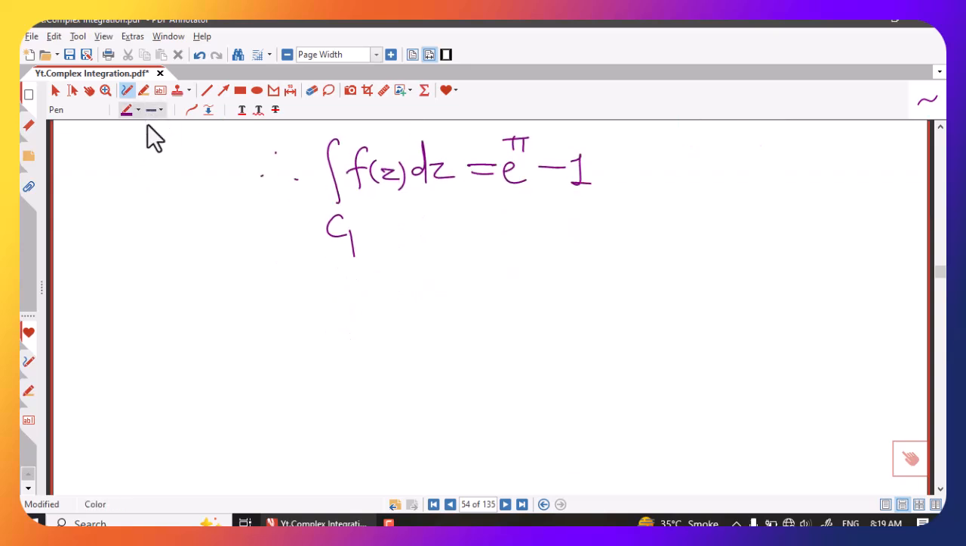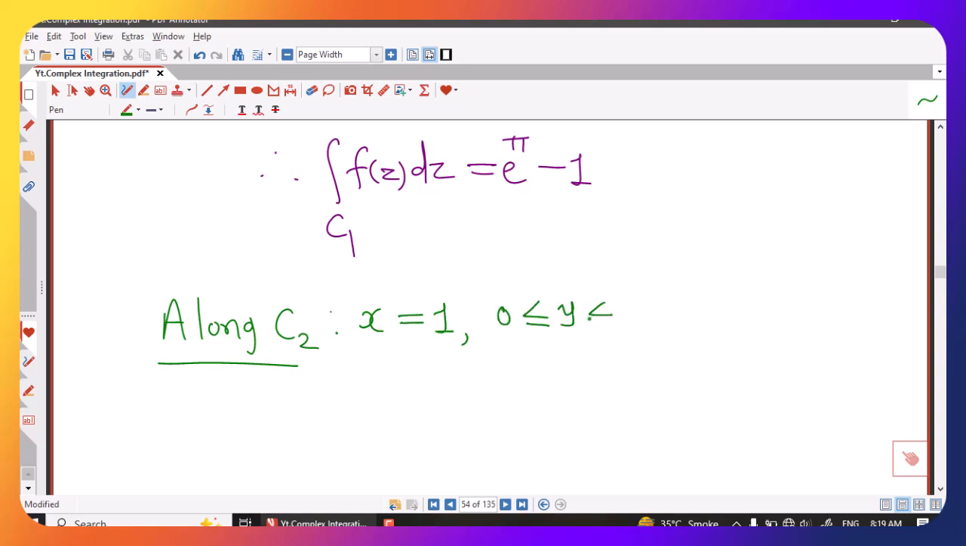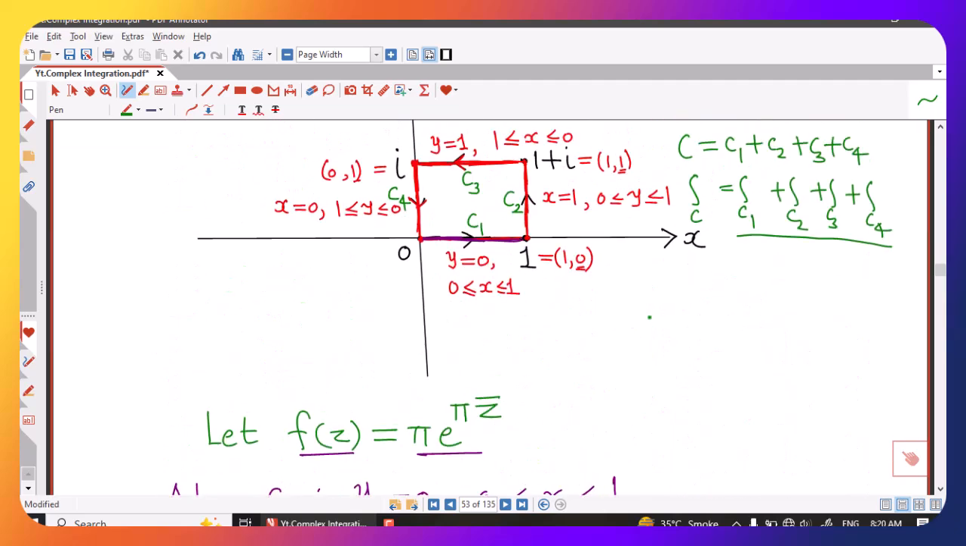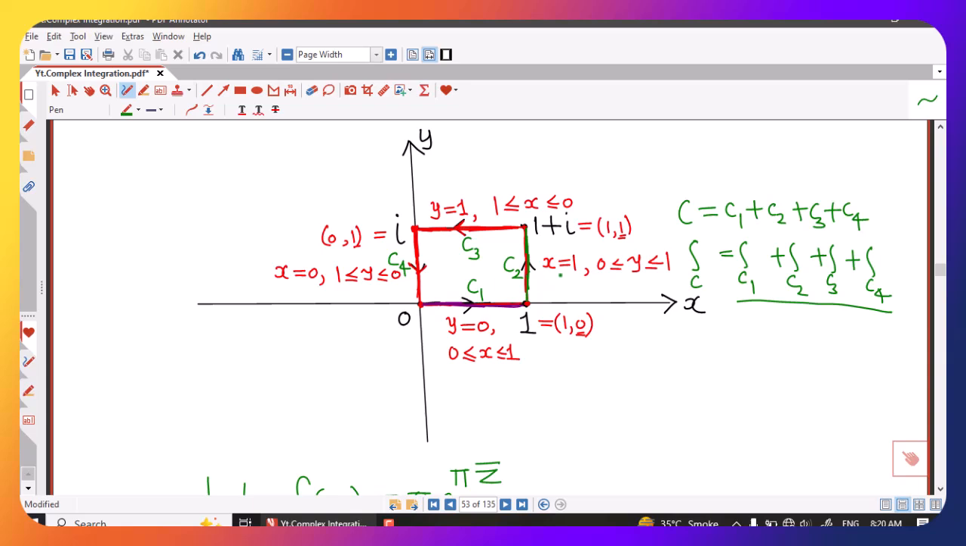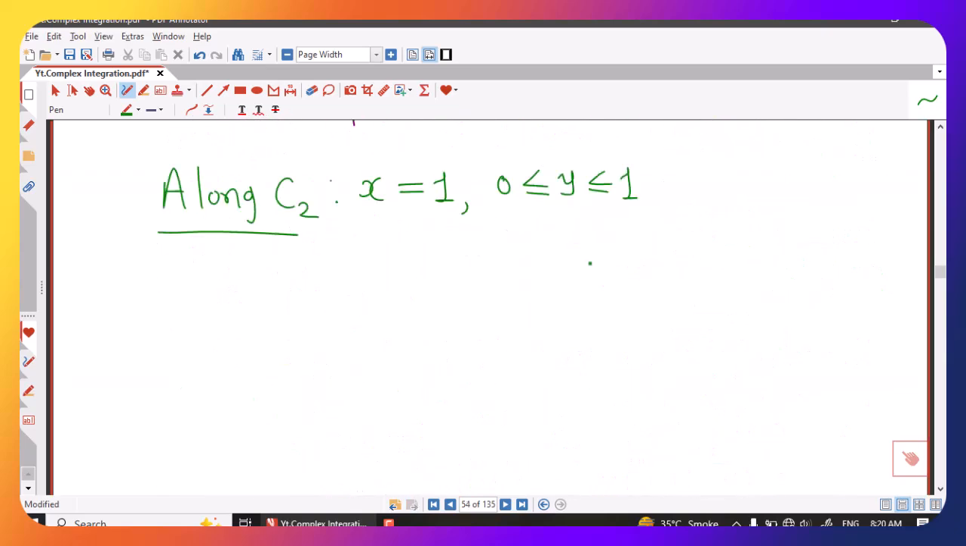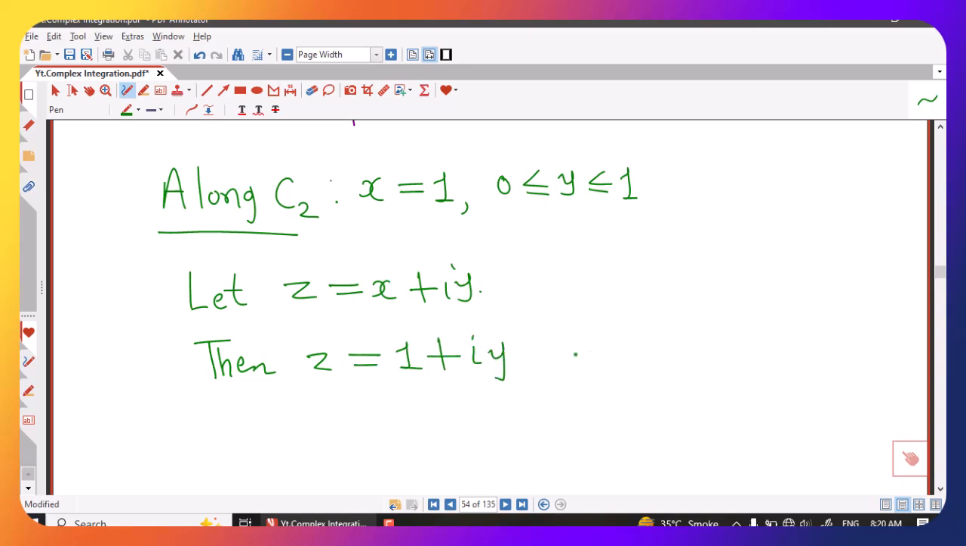Now we integrate along C2. Along the second boundary C2, x is 1 and y varies from 0 to 1. We have written here that along C2 x becomes 1 and y is varying. So now we will have everything in terms of y, because x becomes constant. So first we put x equal to 1 in z equal to x plus iy. Let z equal to x plus iy, then if I take x equal to 1, I will have z equal to 1 plus iy.